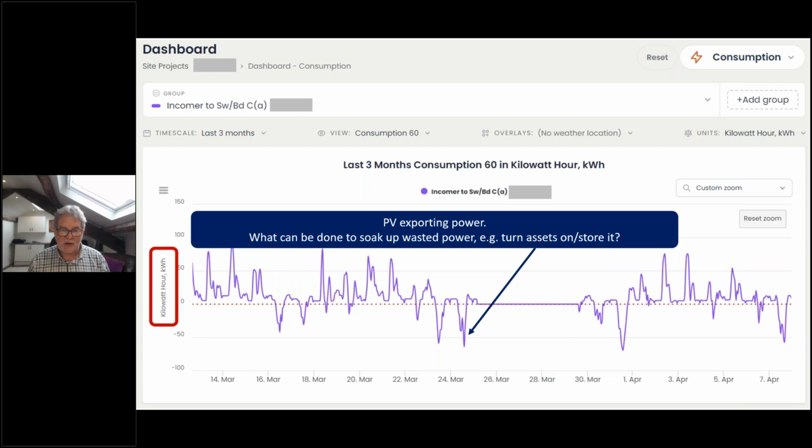And what we are doing, and most other vendors will be doing that, is they'll be automating this. So if power dips below 0 kilowatt hours or 0 kilowatts, goes into the negative, then we can take automated actions on what to turn on or off when it goes back above the zero line.